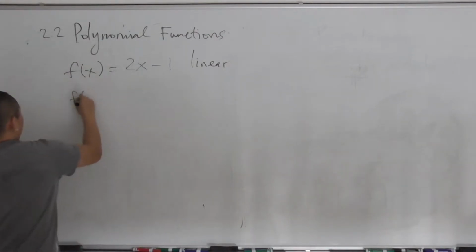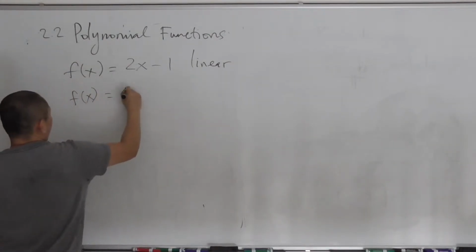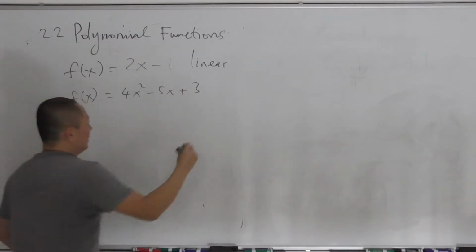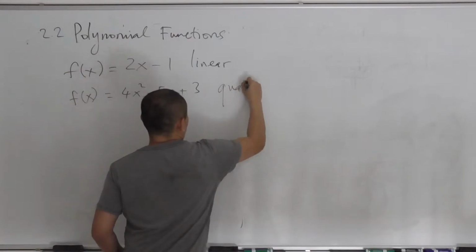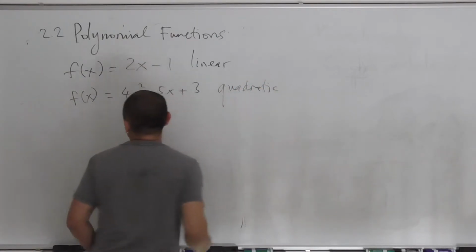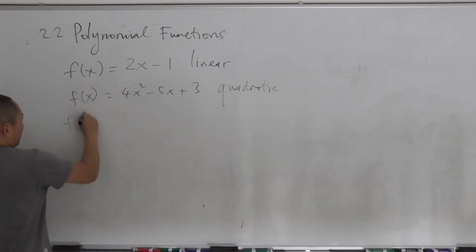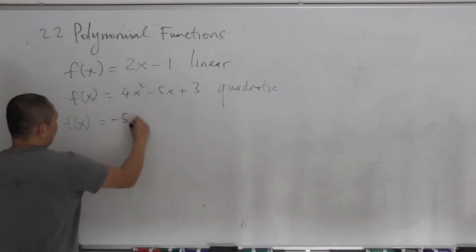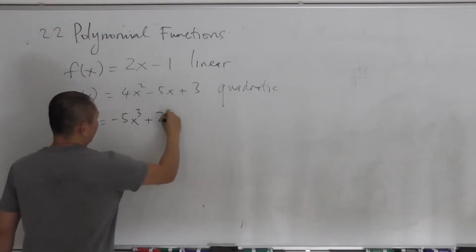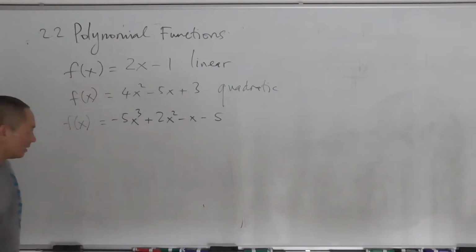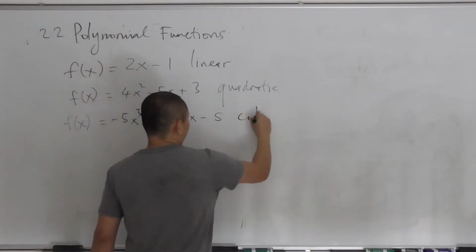How about this? f of x equal to 4x squared minus 5x, say plus 3. We call it the quadratic function. Similarly, we use the same way to develop more types of functions. Instead of having just x and x squared, we may have a function like this: f of x equal to negative 5x cubed plus 2x squared minus x minus 5. And this is what people call the cubic function.